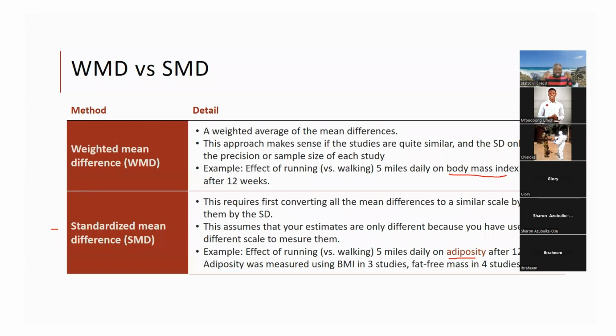But to do that, you take each value and divide it by its standard deviation. Okay, you take each value. So if the mean BMI is 25, okay, and the standard deviation is 10, you divide that 25 by 10. And if the mean fat-free mass is maybe 40, and the standard deviation is 10, you divide that 40 by 10. That's how you will then get a measure that's a standardized difference, a standardized mean difference that you will then pool.